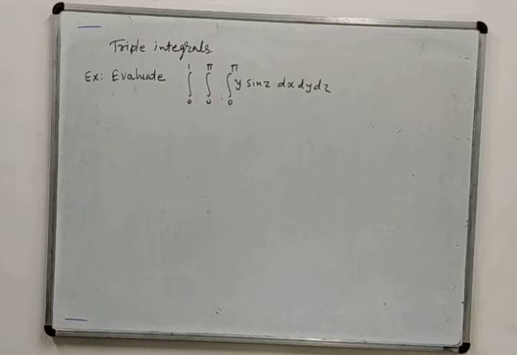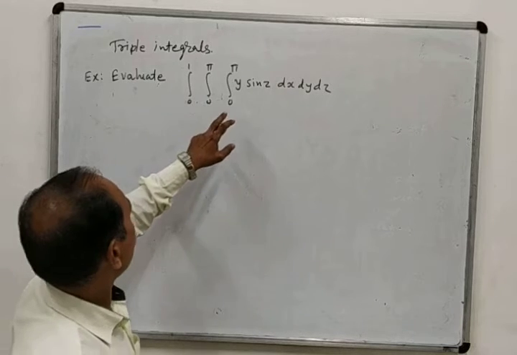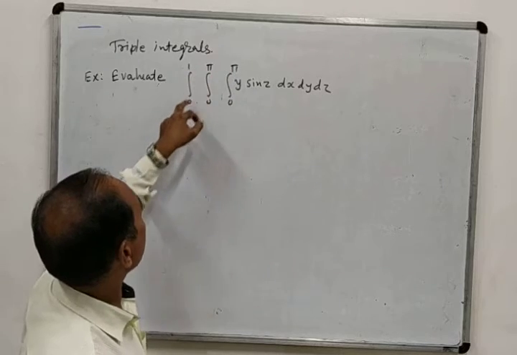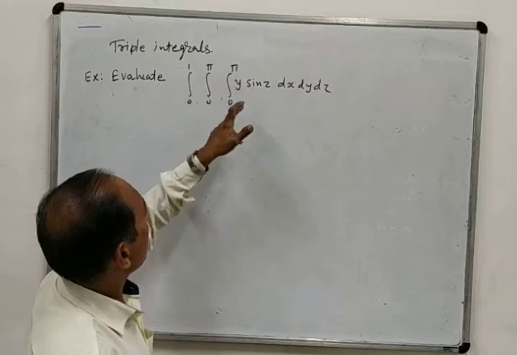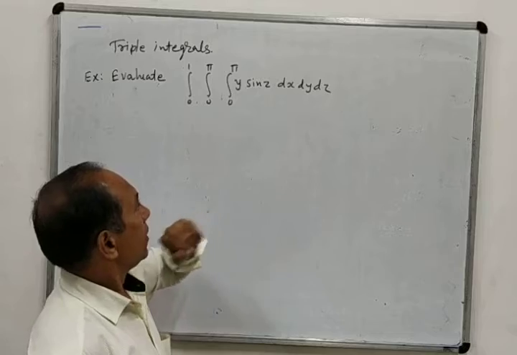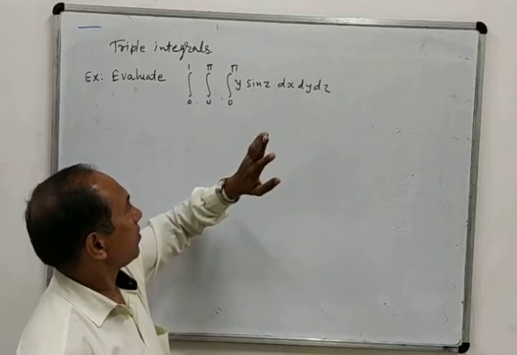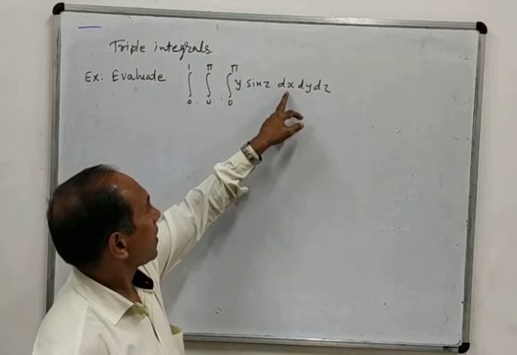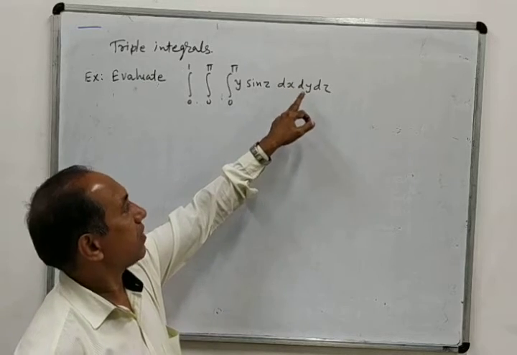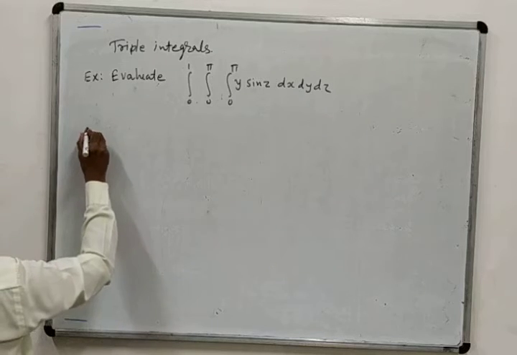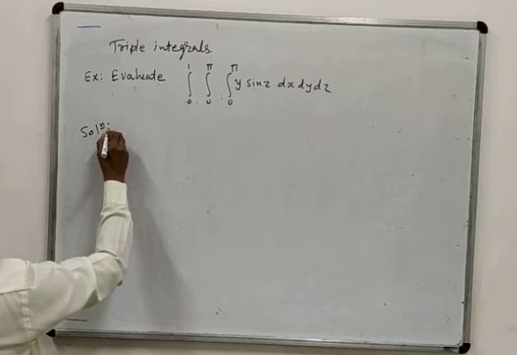So here you can see that the limits are already given and all the limits are constants. So by looking at the limits we cannot determine the order of integration. So here we will have to rely on the given order of integration. That means we are given the order that first integrate with respect to x, then with respect to y, and then with respect to z. So we will follow the same order as given in the example.